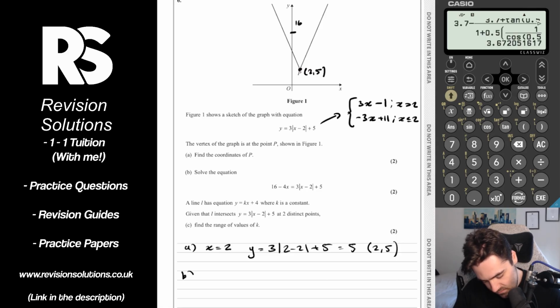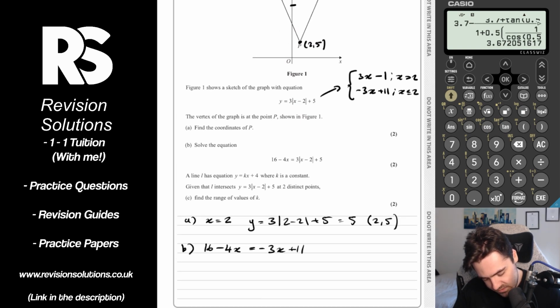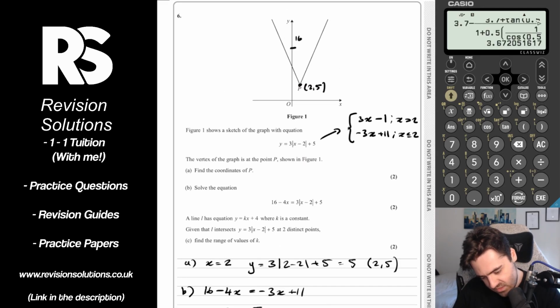So for part B, to find the intersection point, it's going to be 16 minus 4x equals minus 3x plus 11. So that's a simple linear equation to solve. Solving that, bringing the 4x over, we just have x, and then the 11 to the other side, that would be x equals 5. So actually, that's wrong, isn't it? That would mean it would be intersecting with the line somewhere over here.